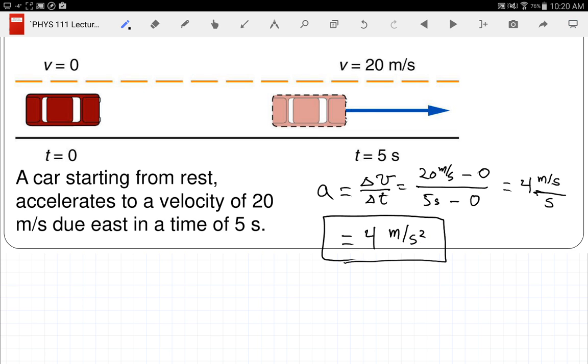But then you ask, what in the world is a second squared? Right? There's no such thing as a second squared. Well, we're not talking about a thing as a second squared. We're just talking about the units. And this is distance per time, the speed, change per time. And so that's where we get the meters per second squared. So the unit of acceleration is meters per second squared. That's how we do the calculation.